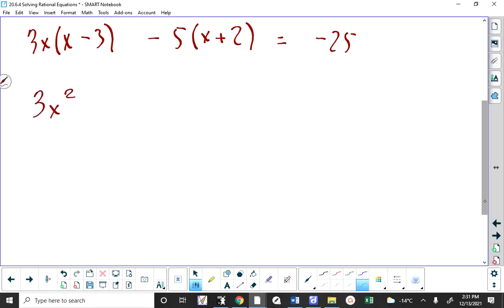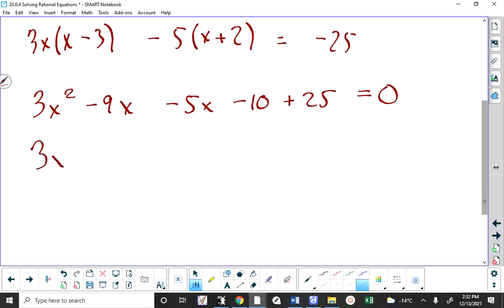I'm going to get 3x squared minus 9x. I'm going to have minus 5x minus 10. Fatal flaw there if you forgot to carry that negative with the 5 through. Negative 5 times 2 is negative 10. I don't think it's unreasonable to say we know it's quadratic, so we're going to have to zero the equation. Why don't we move that 25 over right now? You could certainly move it over later, but when you solve a quadratic equation, it needs to be zeroed. So I'm getting 3x squared minus 14x plus 15 is equal to 0.